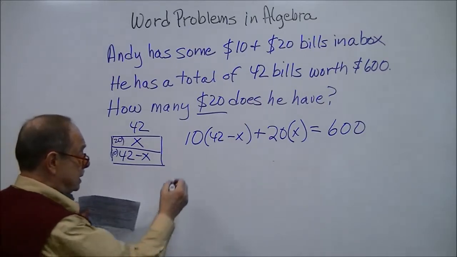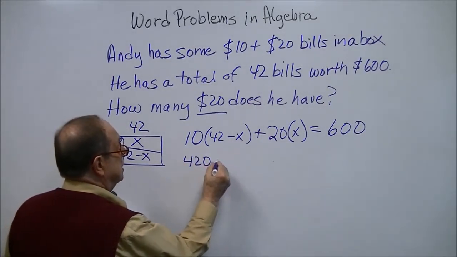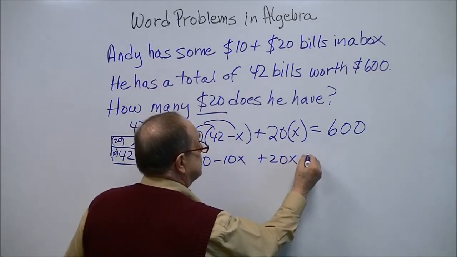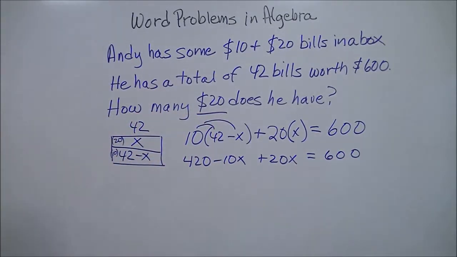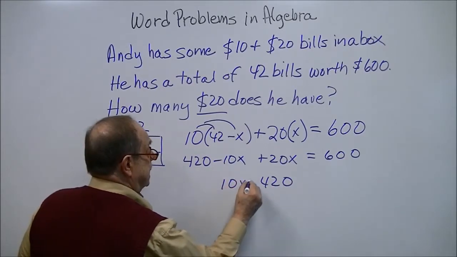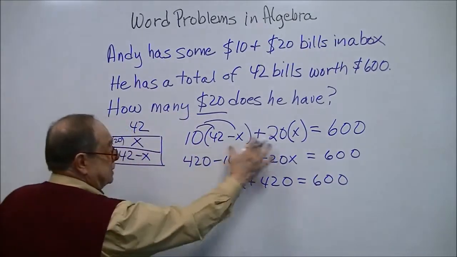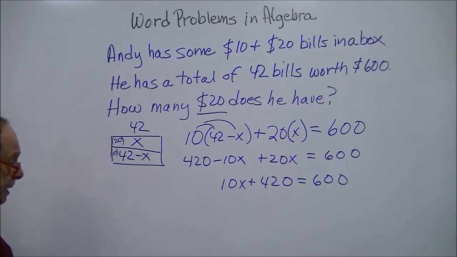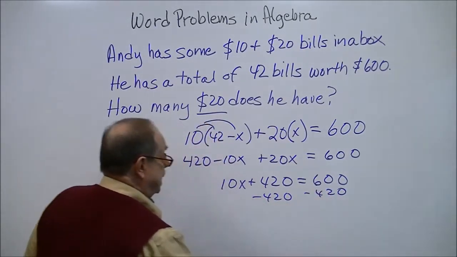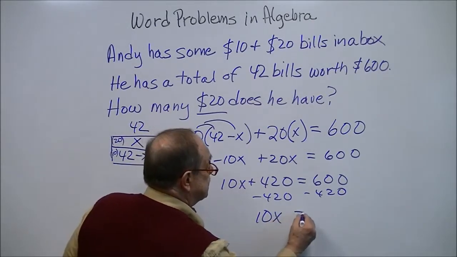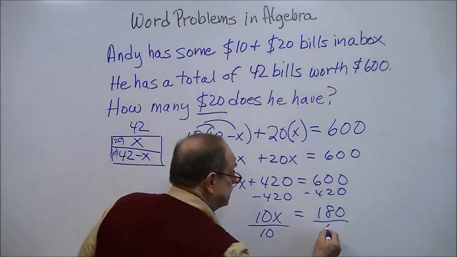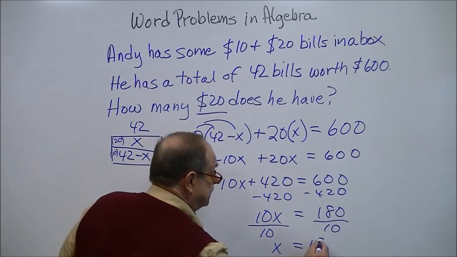So what do we do? Well, we're going to solve it. This is going to be 420 minus 10x, just distributing, and this will be plus 20x equals 600. We're going to combine our x's here, and we get 420 plus 10x equals 600. I switched them around to have it look more typically like an equation. I'm now going to subtract 420 from both sides, and this gives me 10x equals 180. Now I divide both sides by 10, and this gives me x equals 18.